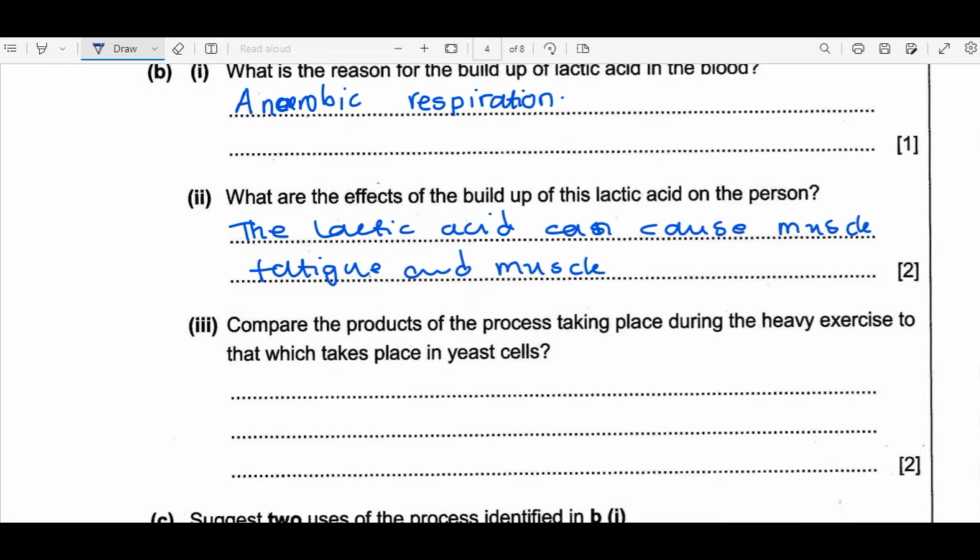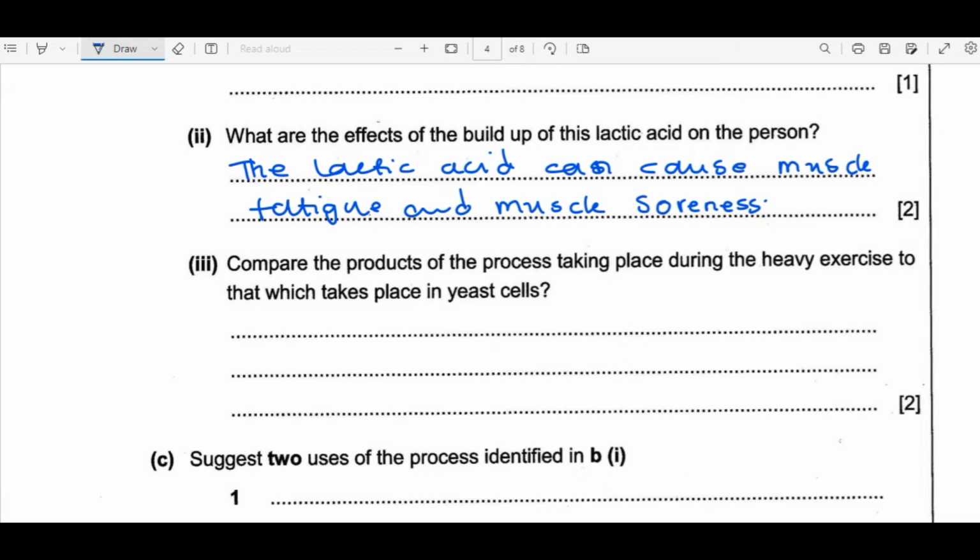And muscle soreness. So that is what we can say. Then for Roman number 3, compare the products of the process taking place during the heavy exercise to that which takes place in the yeast. Okay, so we are comparing, and we are saying during the heavy exercise we have anaerobic respiration who kicks in.